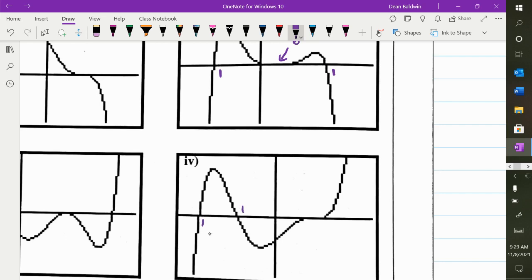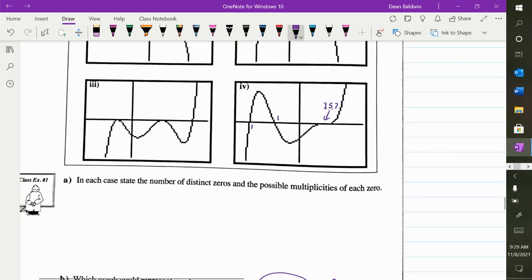How do I make this? So we need 6 more. We need a multiplicity of 6, right? But can this be a multiplicity of 6? No, because it's a point of inflection, right? It's not a bounce. So it's either going to be a 3, a 5, or a 7. So it's not going to work out. Okay. All right.